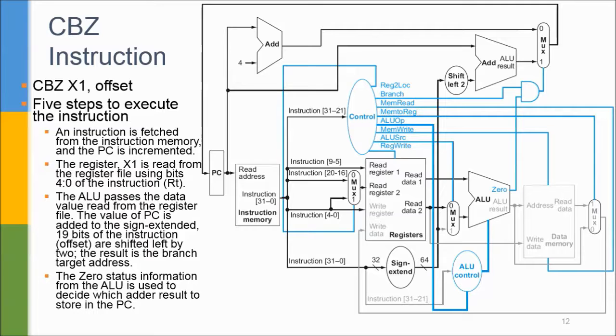The register X1 is read from the register file using bits 0 to 4 of the instruction, Rt. The ALU passes the data value read from the register file. The value of PC is added to the sign extended 19-bit instruction offset shifted left by 2. The result is the branch target address. The zero status information from the ALU is used to decide which adder result to store in the PC.